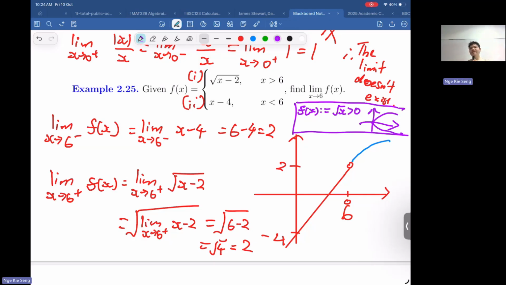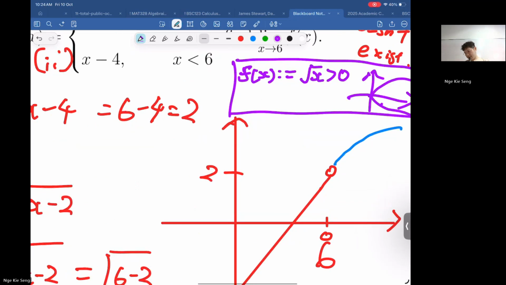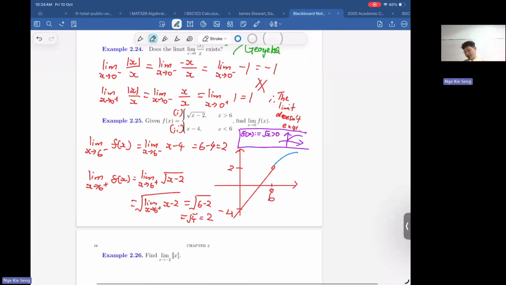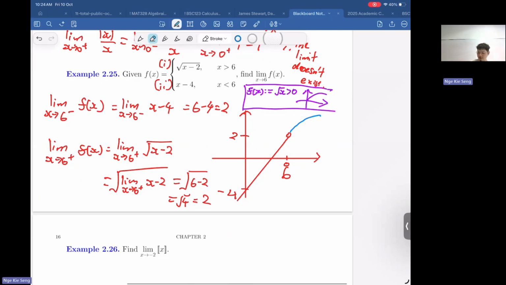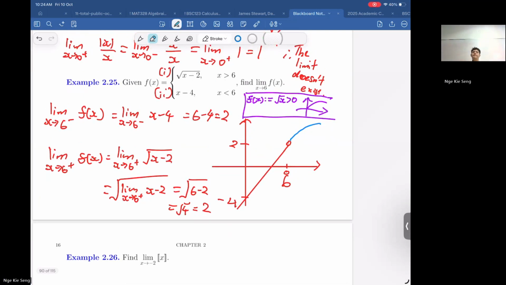Otherwise, we should draw it like this already. But that's not happening. So this is the definition. Any questions so far? Question?